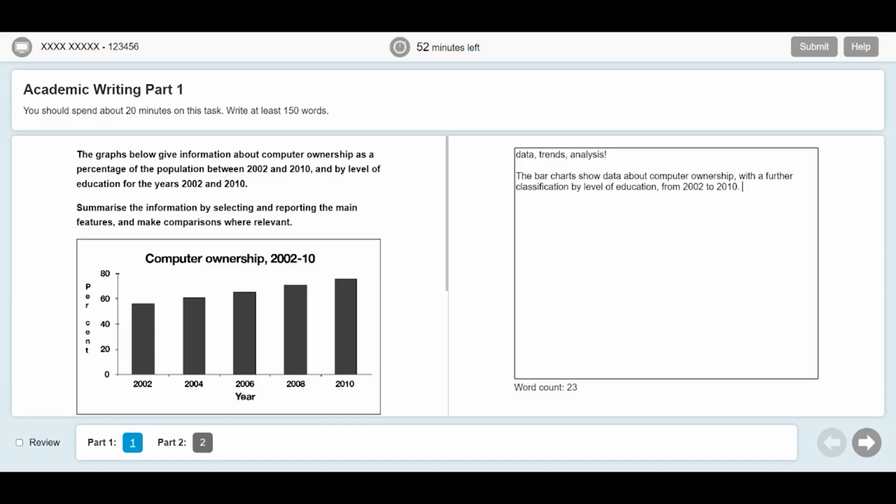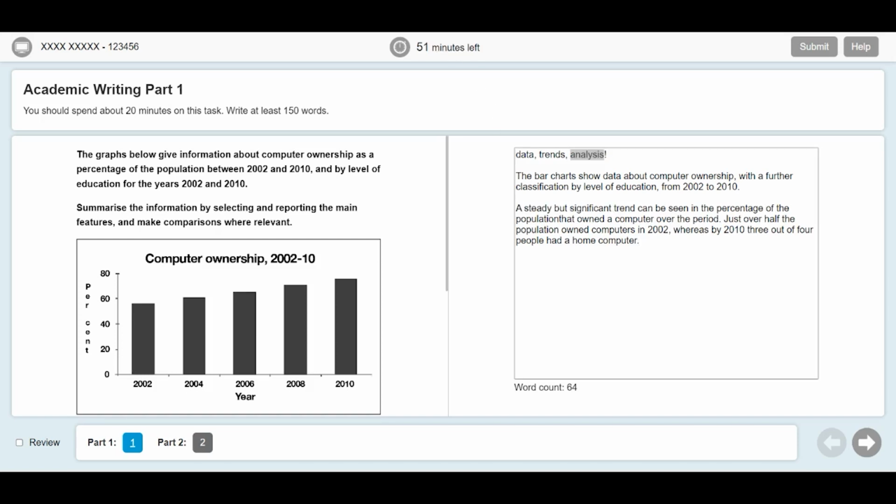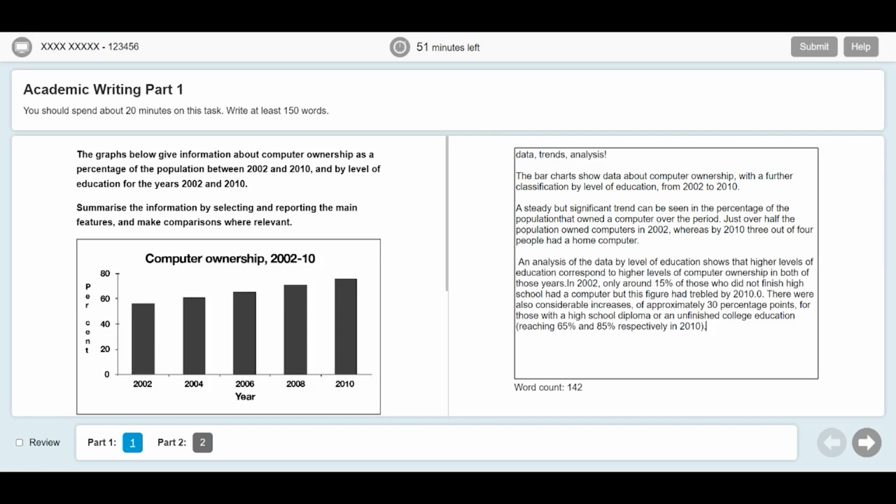Data, trends, analysis. I teach my students this, so on exam day, they immediately write this down. They can later erase it, but they write down these 3 words and it reminds them of the structure which they must follow for the writing part 1.